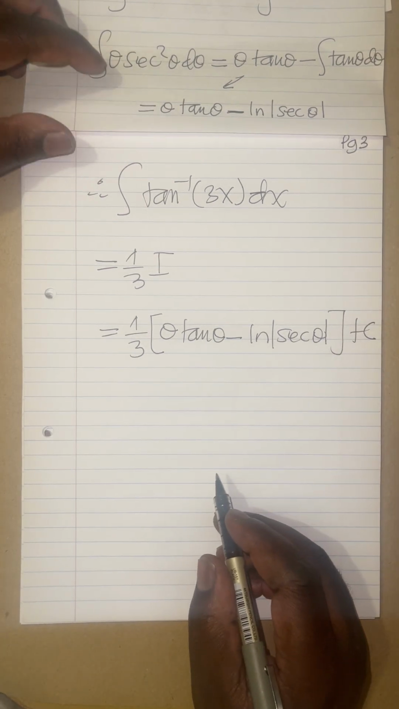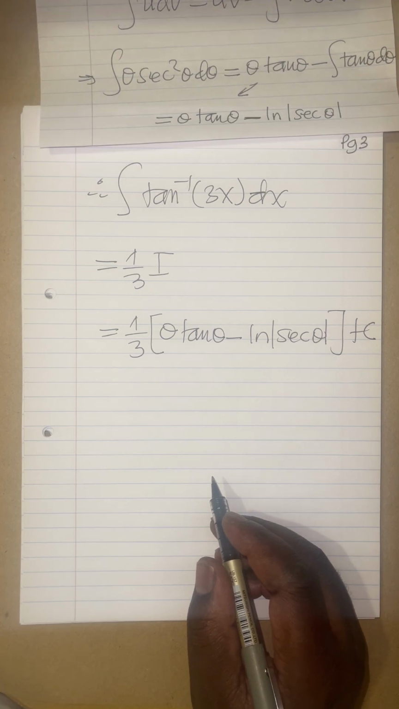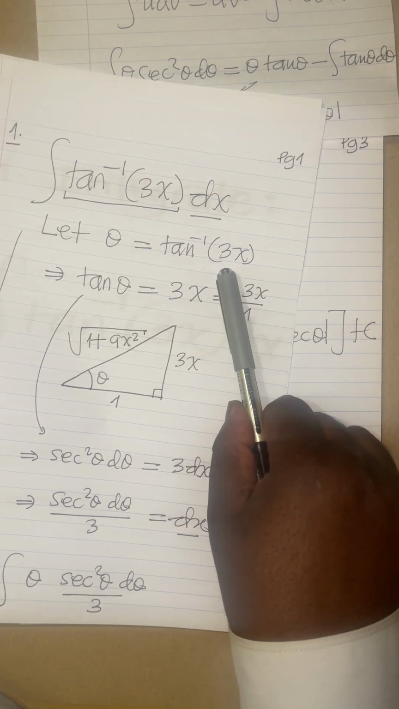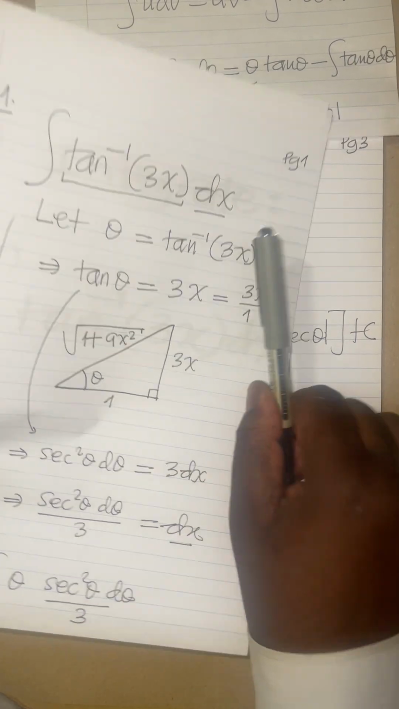Now let's go back to our original variable. What is our original variable? X. So we're going to get rid of theta. What is theta equal to? Tan inverse of 3x, or inverse tan 3x.